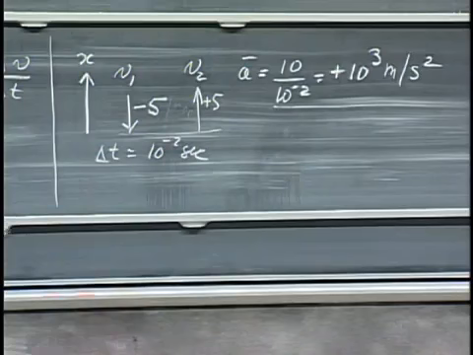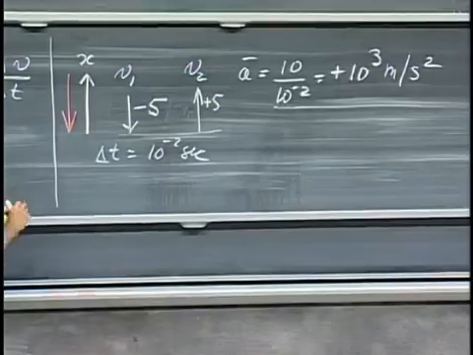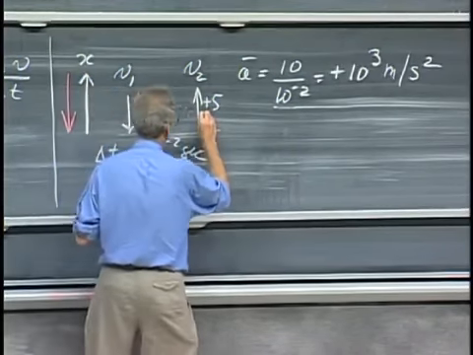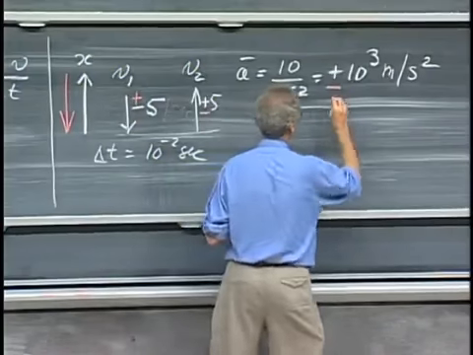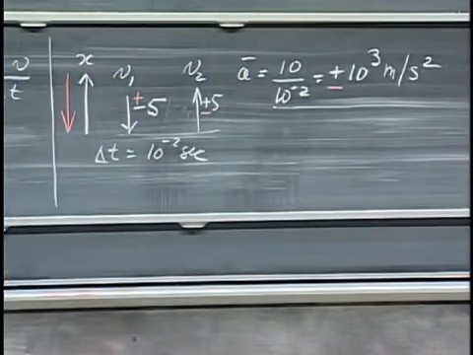If now I say, aha, I don't like this, I want to call this the direction of increasing x, no big deal. This would become a plus, this would become a minus, and then this would become a minus. So then the acceleration is minus 1,000 meters per second squared.